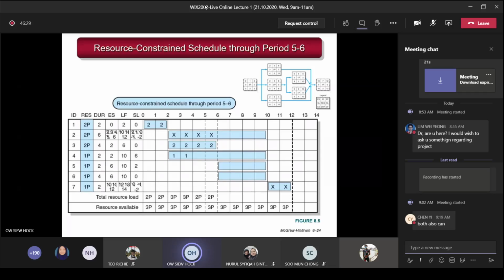Now, when you come to 6 to 7, activity 3 is already completed. So what are the activities eligible to load the resources? You will have activities 2, 5, and 6. They are eligible with slack values of -2, 2, and 0. Then you look at which one has the minimum slack. This time it will be activity 2 with -2. So now you load activity 2 into the schedule according to rule number 1.